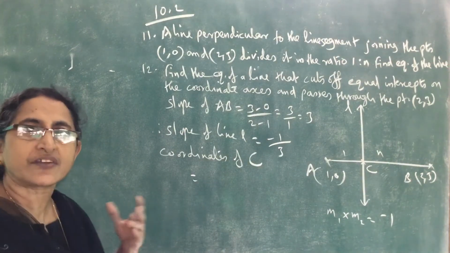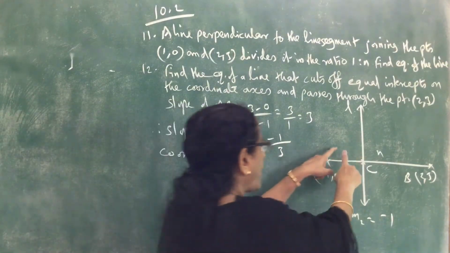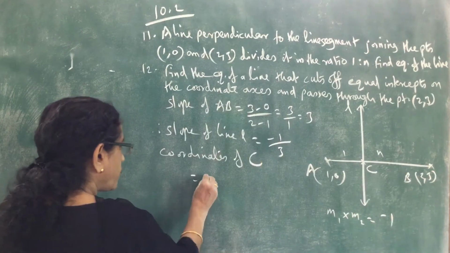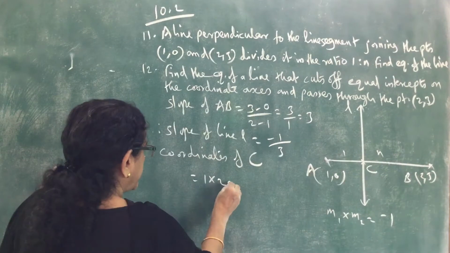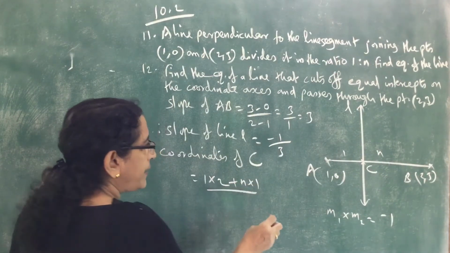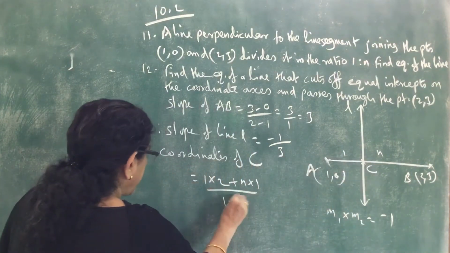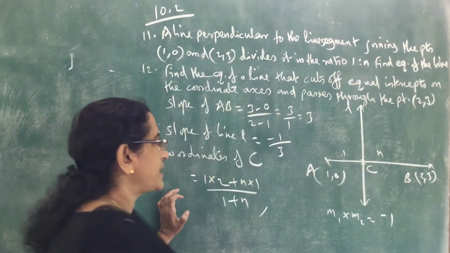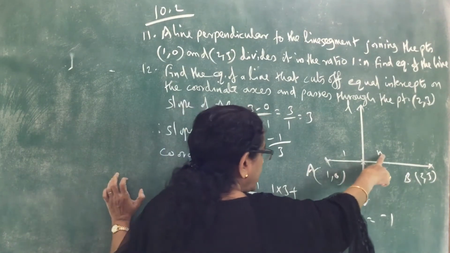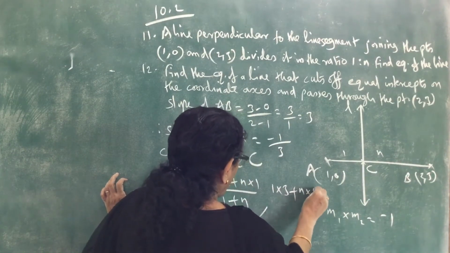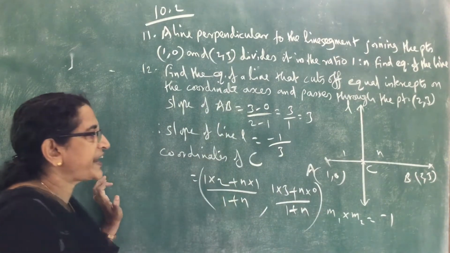The coordinates of C we can find using the section formula: (m1 x2 plus m2 x1) by (m1 plus m2). So for the x coordinate, 1 into 2 plus n into 1, divided by 1 plus n. Then for the y coordinate, 1 into 3 plus n into 0, divided by 1 plus n. So this is the coordinate of the point C.